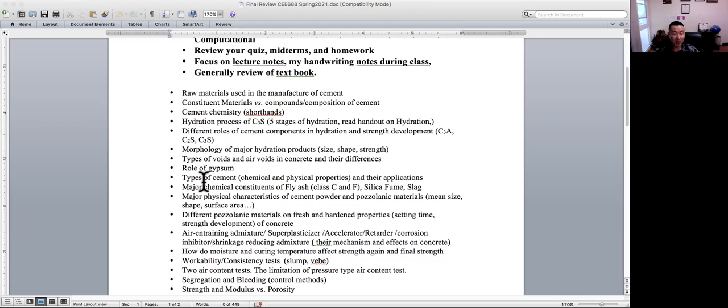And then different types of cement, including the difference in chemical and physical properties of cement and their applications. For example, type 3 cement is a fast setting cement where we want higher strength, or we want winter construction to make sure the concrete will not freeze. So we use type 3 cement.